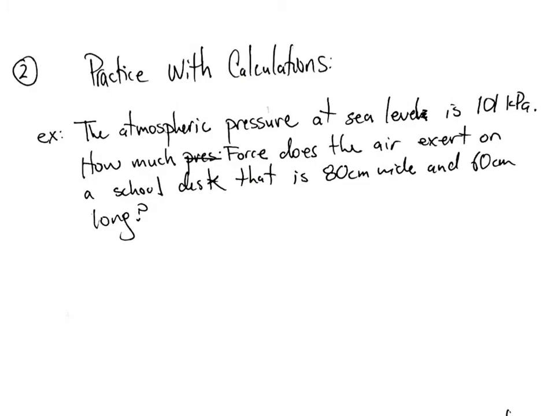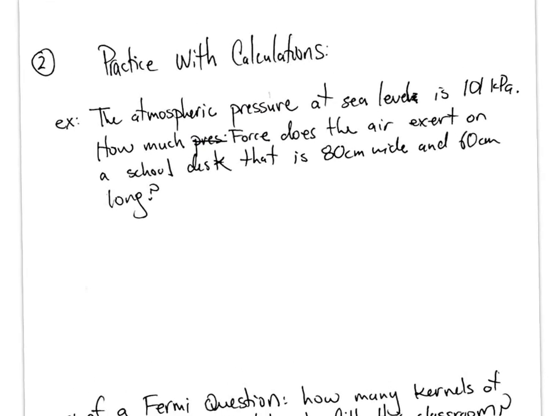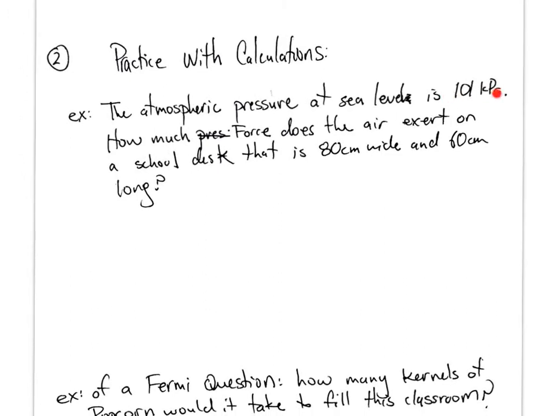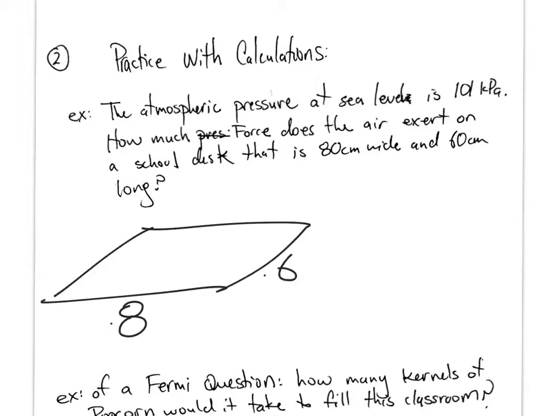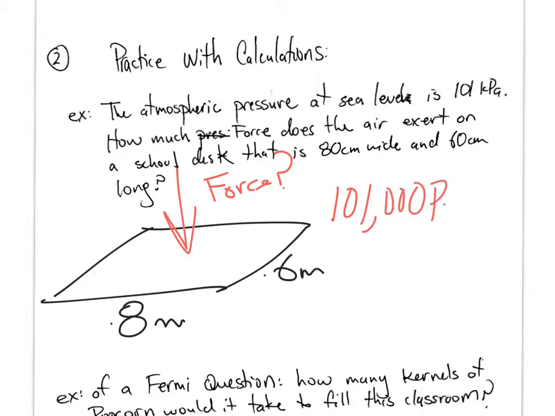I think we have time for one calculation here. So practice with calculations. Atmospheric pressure at sea level is 101 kilopascals. How much force does the air exert on a school desk that is 80 centimeters wide and 60 centimeters long? So here's our school desk. We have 0.8 meters, we have 0.6 meters, and there's some air pressure, and what we're looking for is force. So if we substitute in, we know that air pressure is this many pascals. That's a lot. And we're looking for force, and the area of the desk is 0.8 times 0.6.